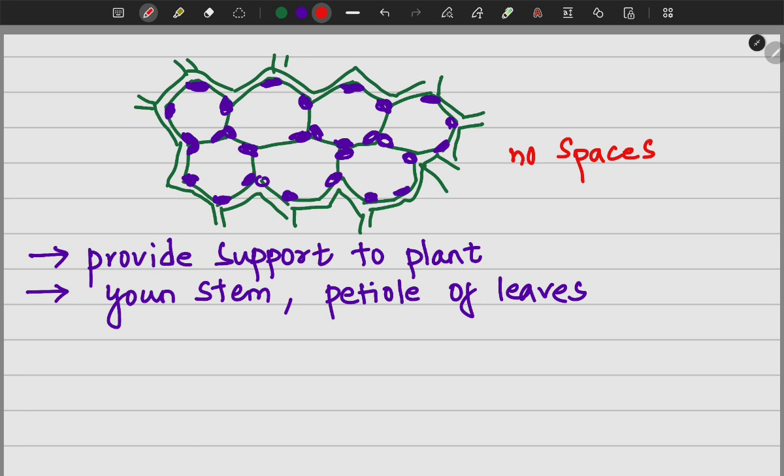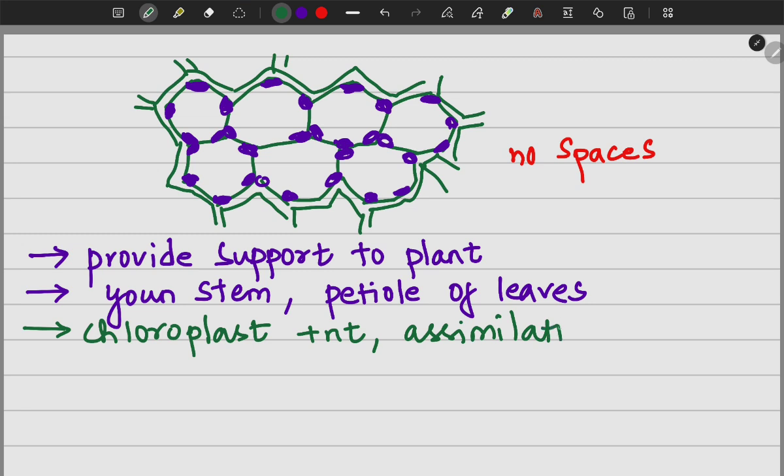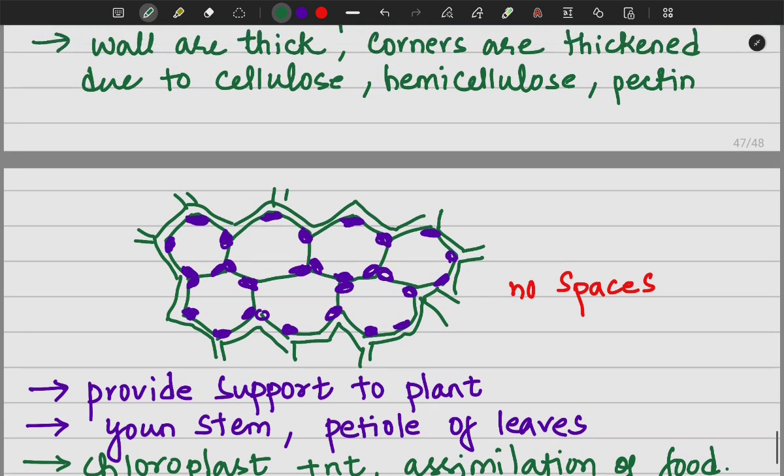Right? They are closely packed, hence they are responsible for providing mechanical support. Also, the corners of the cell walls are highly thickened because of the cellulose, hemicellulose and pectin deposition. So this was about the collenchyma. Now sometimes chloroplasts are also found in collenchyma, and they are also involved in the assimilation of food. So this was about the collenchyma.